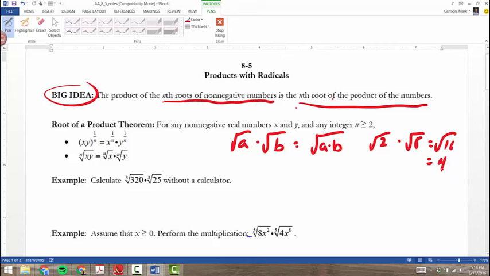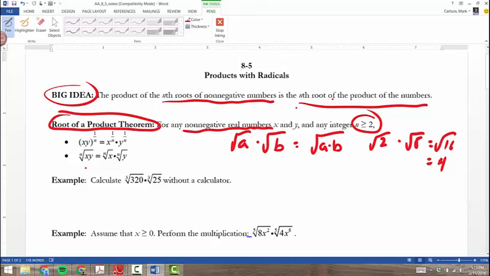We're going to take that idea and extend it to not just square roots, but really any roots, as long as we're talking about non-negative real numbers and n being greater than or equal to 2. We call this the root of a product theorem. We can apply it both with fractional or rational exponents as well as radical form. So let's take a look at this example down here.